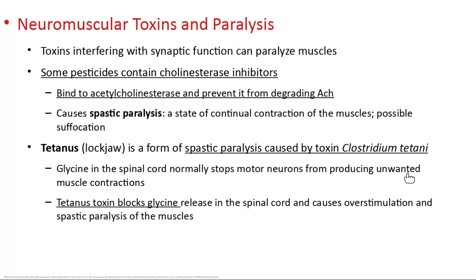So what happens is that Clostridium tetani will actually block glycine. So your glycine is not able to prevent these unwanted muscle contractions. It blocks this inhibitory neurotransmitter, and so then you end up getting this overstimulation by motor neurons.